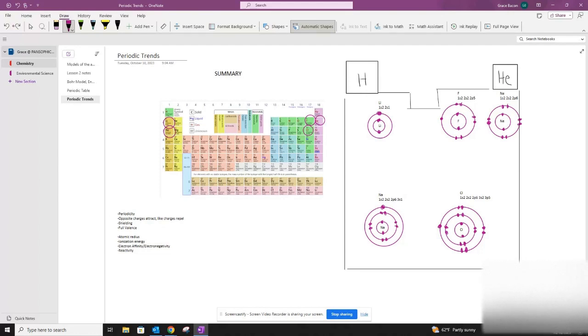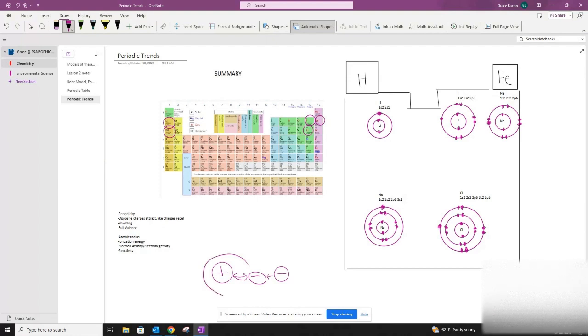So shielding is where we have these extra energy levels that diffuse the attraction between the positive and negative. So imagine you have a positive magnet. This is like our nucleus, right? And then you have a negative magnet here. There's a big attraction between these two. But if I was to put another negative magnet here, then these guys would feel the attraction the most, but this one would feel it a little bit less.